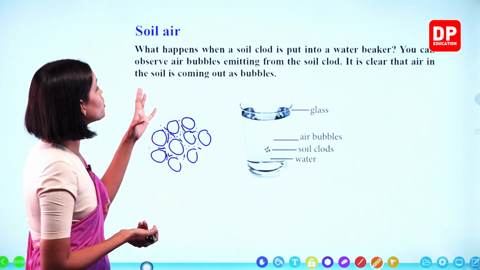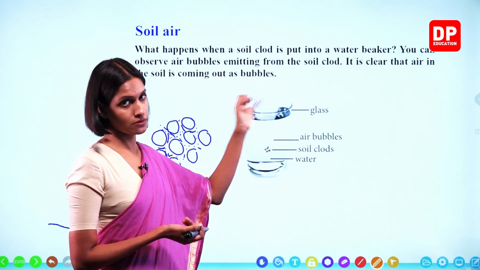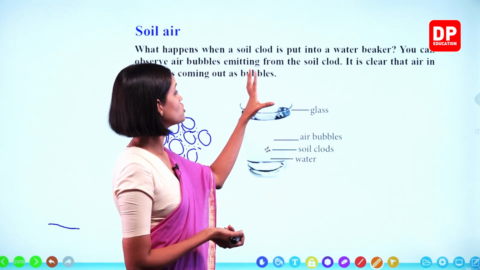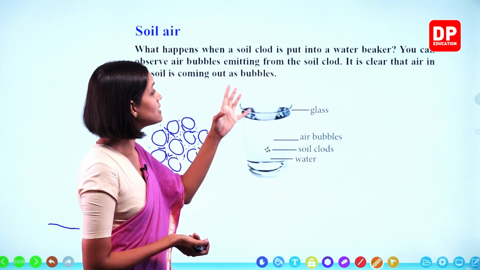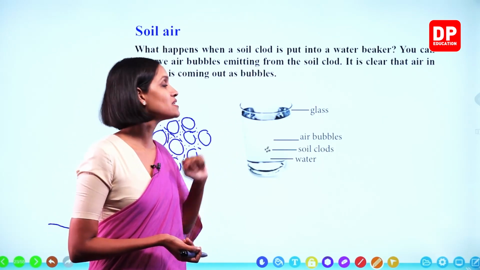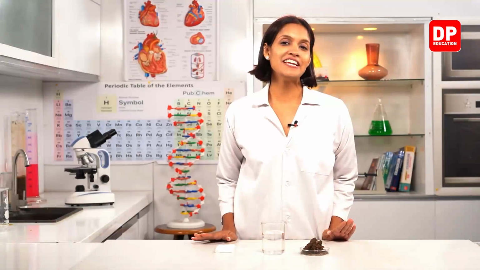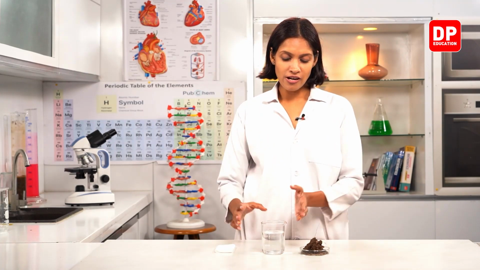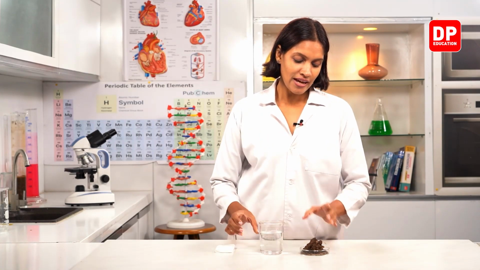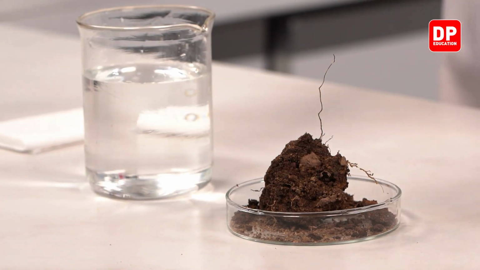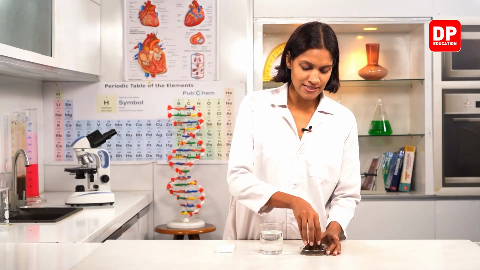What happens when a soil clod is put into a water beaker? You can observe air bubbles emitting from the soil clod. Right? It's clear that air in the soil is coming out as bubbles. We will do this activity now. Right, children? We are going to do this simple activity to prove that soil contains air. Here I have a beaker of water and I have a soil clod. So what do I have to do? I have to put this soil clod into water and check what happens. Let's do this.